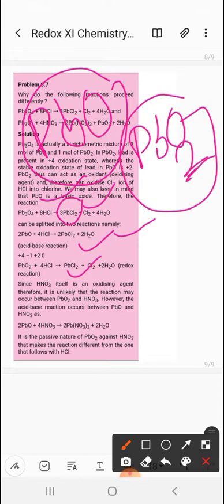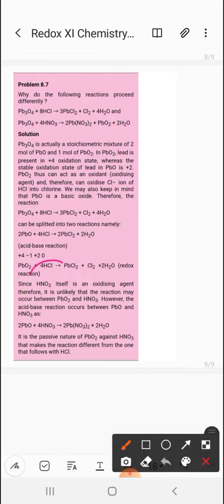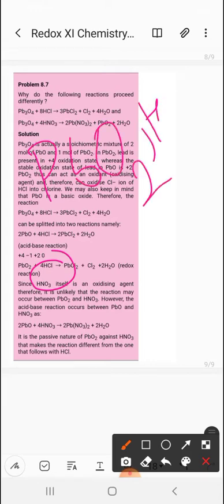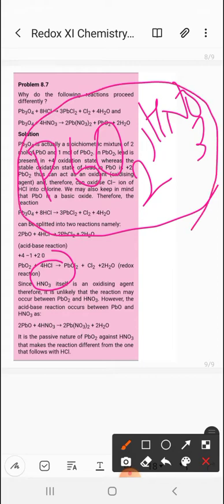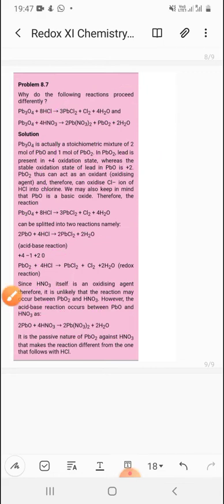Since HNO3 itself is an oxidizing agent, it is unlikely that a reaction may occur between PbO2 and HNO3, because your PbO2 is an oxidizing agent and your HNO3 is an oxidizing agent. So both are oxidizing agents, so there will be no reaction between them. However, the acid base reaction will occur between PbO and HNO3. So that is why your PbO reacts with HNO3 and gives you lead nitrate and water. So it is the passive nature of PbO2 against HNO3 that makes the reaction different from the one that follows with HCl. So this is the reason.